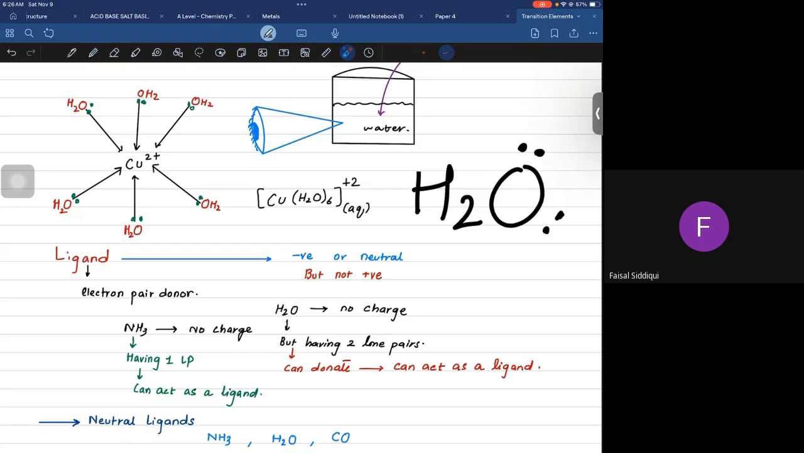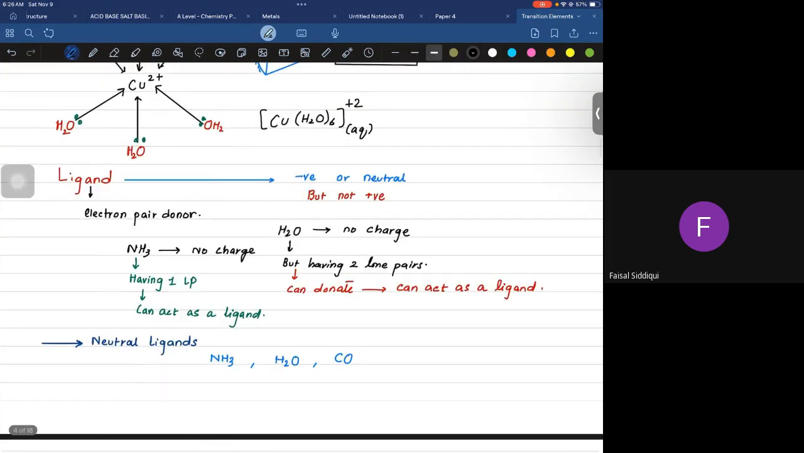Then after this we have ammonia. Ammonia is NH3. There is no charge on ammonia, but ammonia can act as a ligand. If you ask why, in ammonia the nitrogen has one lone pair of electrons, so it can act as a ligand. Also carbon monoxide has no charge, it's neutral, but it can act as a ligand because oxygen has a lone pair of electrons.